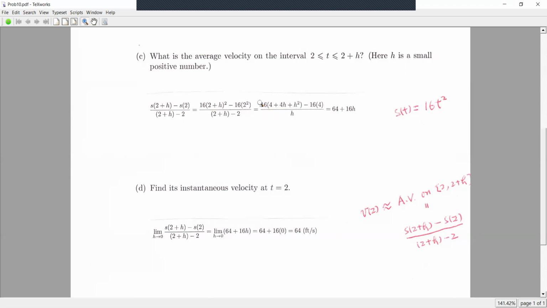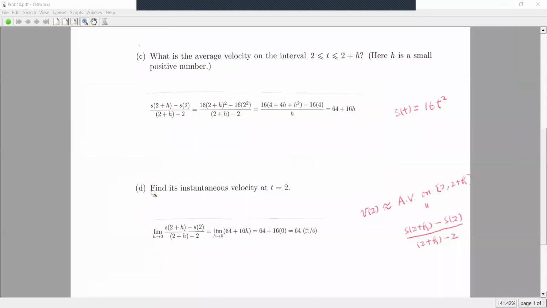Now, cancel 16 times 4 with 16 times 4. And then cancel 1 h from the top and from the bottom. Then we have this equation. This is the average velocity of the falling body over this time interval.